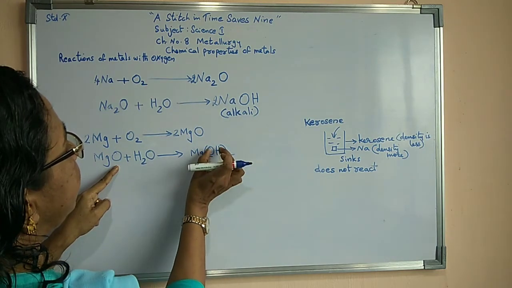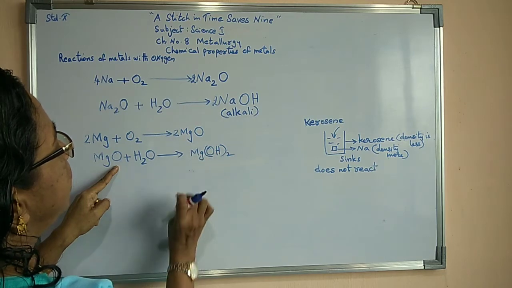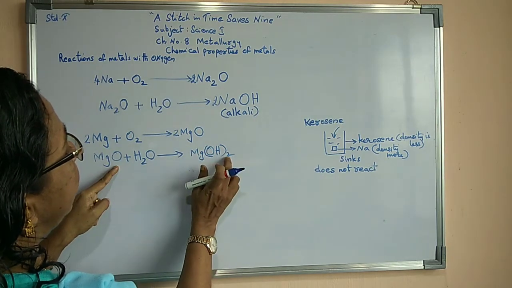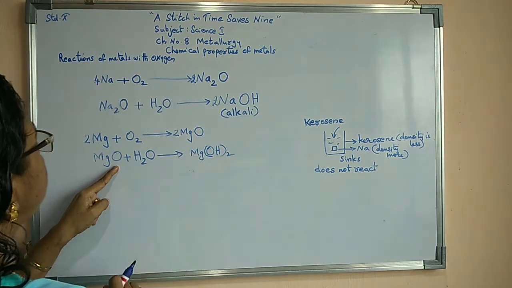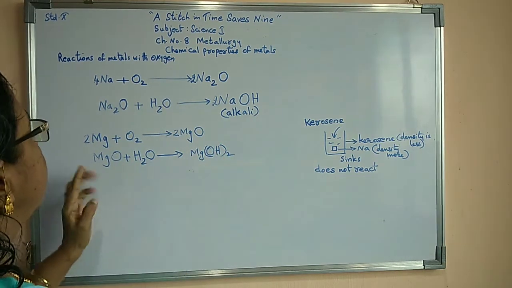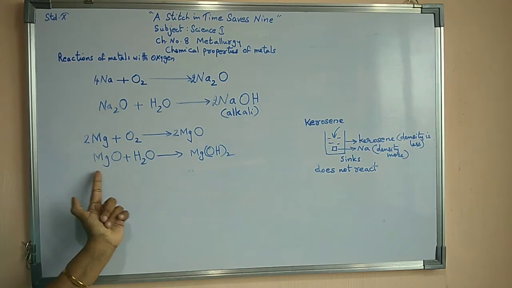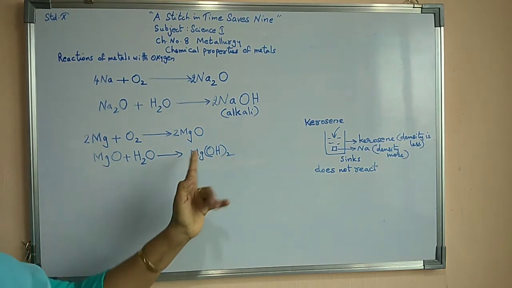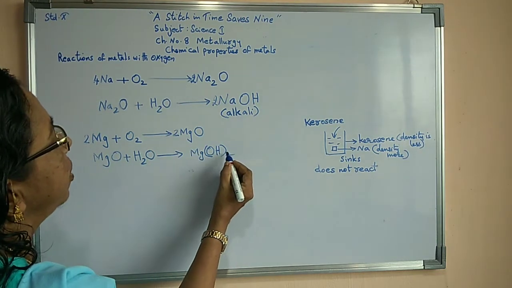This bracket is there, it is common for oxygen as well as hydrogen. So from this we can understand that oxygen 2, hydrogen 2. So here oxygen 2, hydrogen how many? 2, hydrogen 2. So here we can say that there is no need of balancing now. Directly we have written magnesium hydroxide.